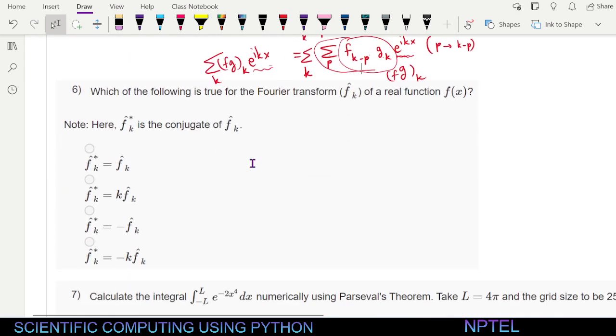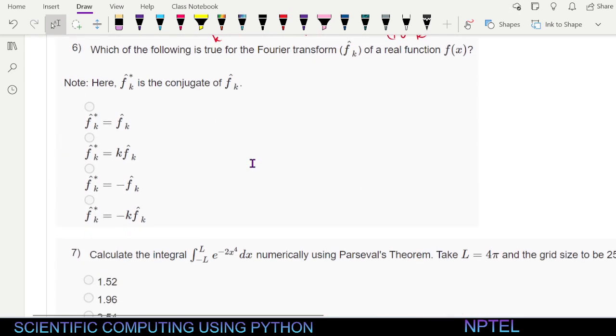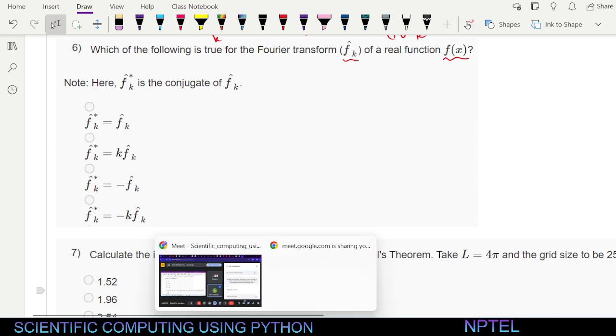Okay, next question. Which of the following is true for the Fourier transform f_k of a real function f(x)? Here f_k star is the conjugate of f_k. f_k star is f_k, f_k star is k times f_k, f_k star is minus f_k, and f_k star is minus k f_k. Which of them is correct? Answer in the chat box.